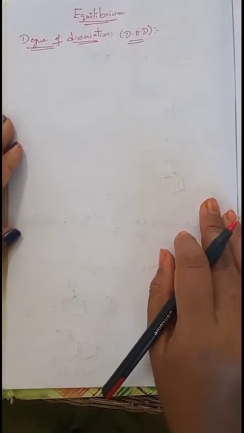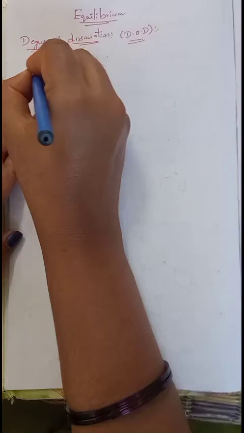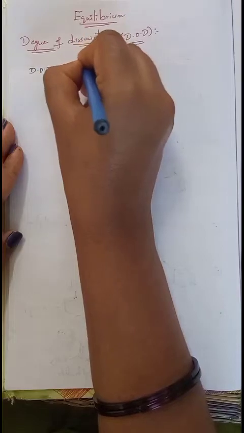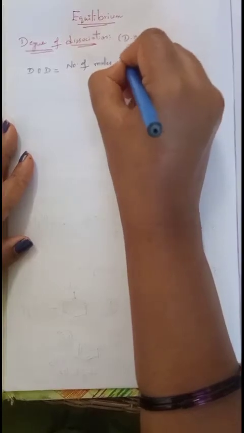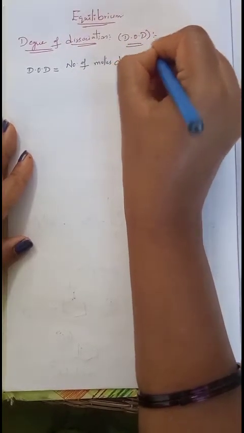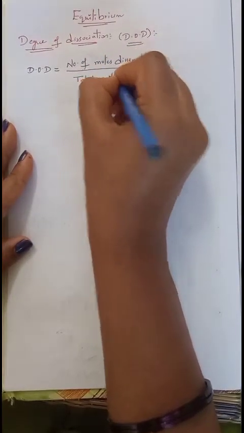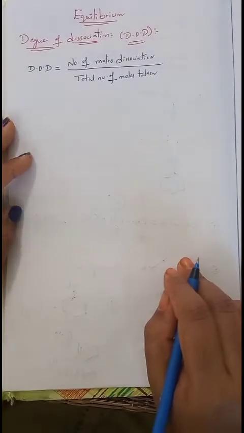This degree of dissociation is also indicated by DOD. There is a chance to get a question from it, so we have to know how to calculate it. The formula is: DOD is always equal to the number of moles dissociated, divided by the total number of moles taken.